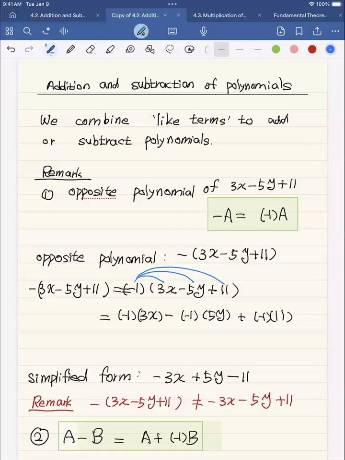Addition and subtraction of polynomials. When we add or subtract polynomials, we combine like terms.